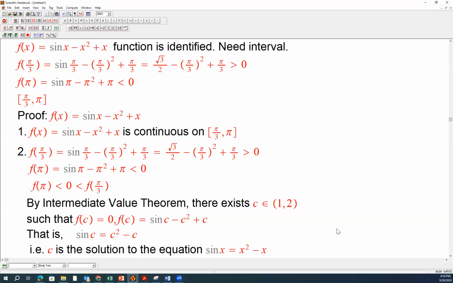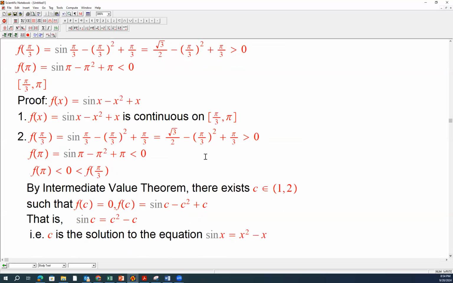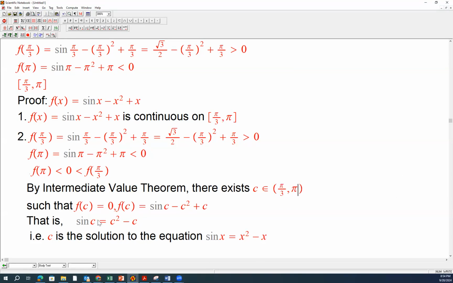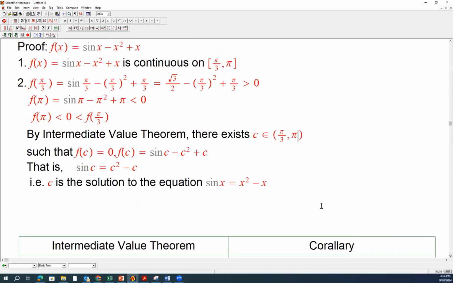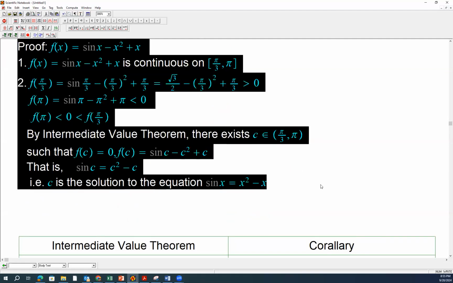So by the intermediate value theorem, there exists a C inside this open interval such that f of C equals 0. You plug in, and boom, it's done, right? All the work you need to present is just this piece.